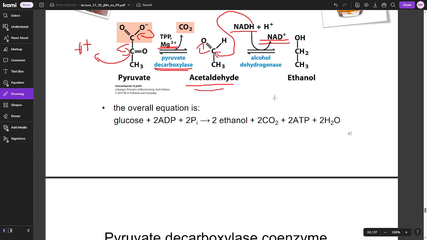And the only way this changes the reaction is by adding ethanol here instead of pyruvate, and then adding some CO2 here as well. Right? The rest of it actually pretty much stays the same.